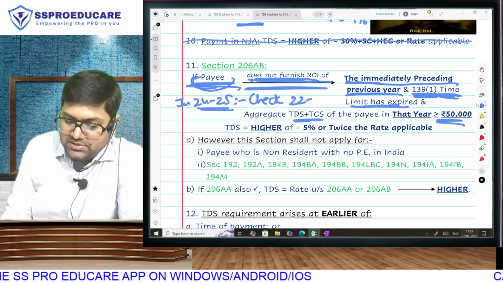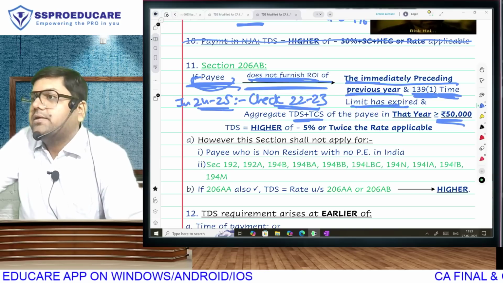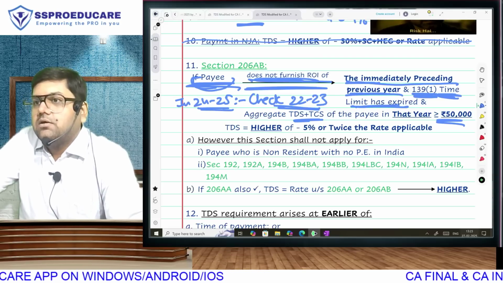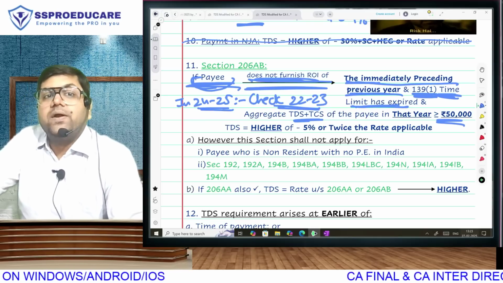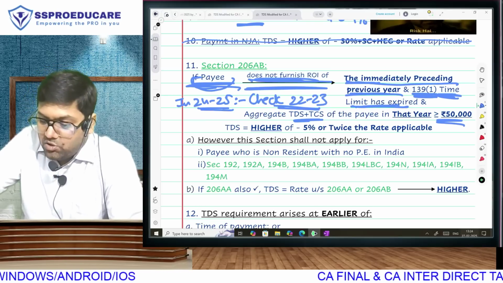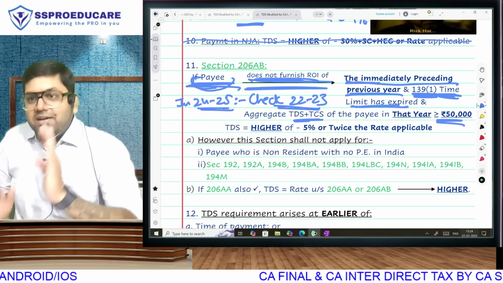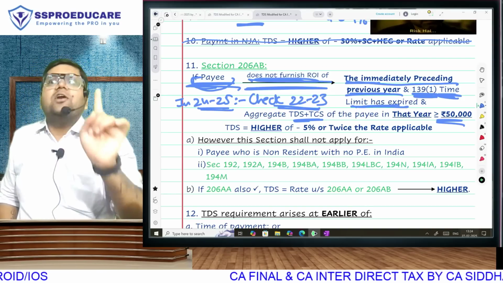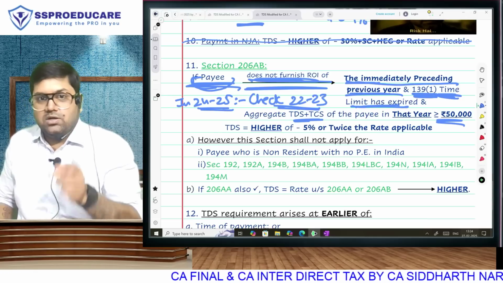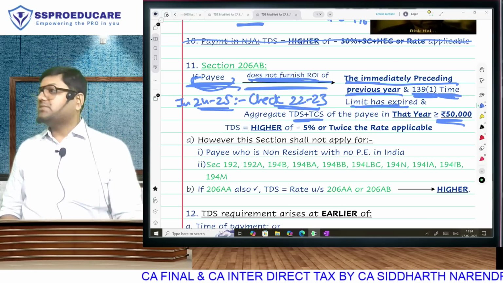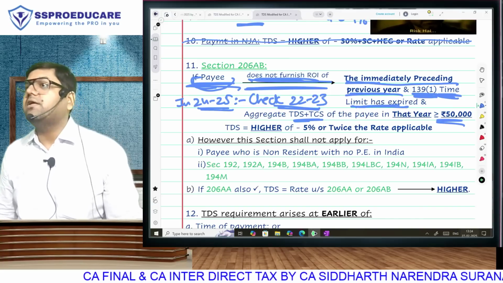Are you clear about this? In 24-25 we will be checking 22-23. You have not filed the return of which year? 22-23. And the 22-23 TDS plus TCS is 50,000 or more. Then you will get a stamp on your head: non-filer. When does one become a non-filer? Return not filed of 2 years ago. We can't see the current year and last year. You understood the reason? The due date has not gone. Second, that year's TDS plus TCS is 50,000 or more. Still you have not filed the return. So you are going to be treated as a non-filer.